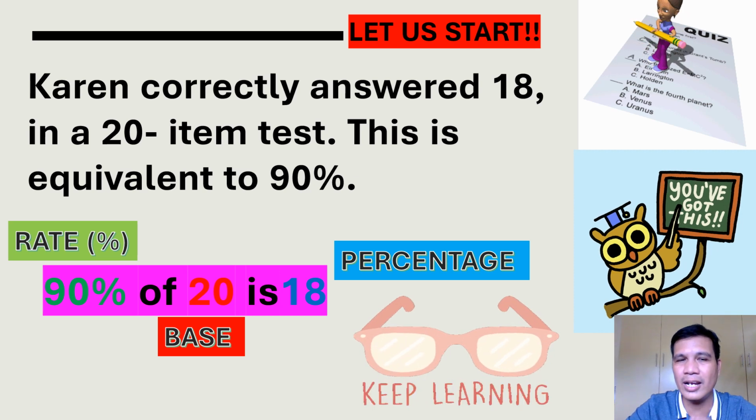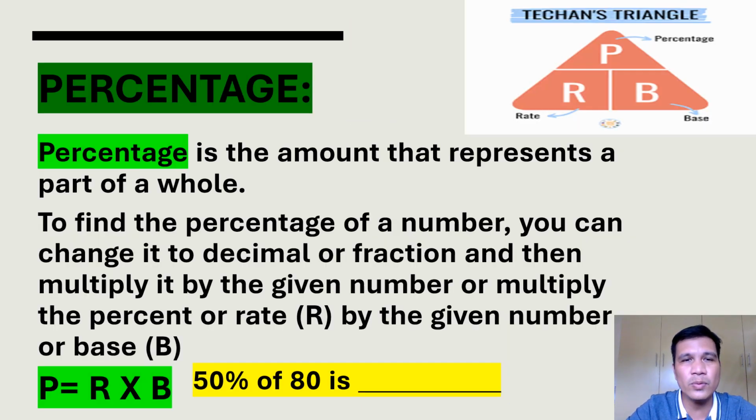Let us define the following words. Let us begin with percentage. Percentage is the amount that represents a part of a whole. To find the percentage of a number, you can change it to decimal or fraction and then multiply it by the given number, or multiply the percent or rate by the given number or base. Remember the triangle: percentage, rate, and base. Yung percentage ang nasa taas.